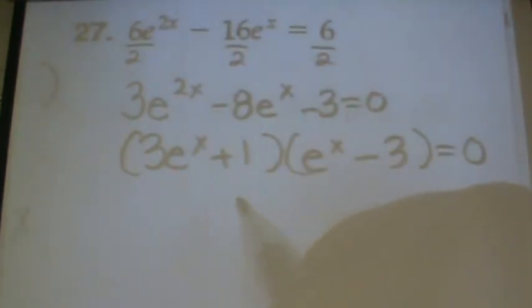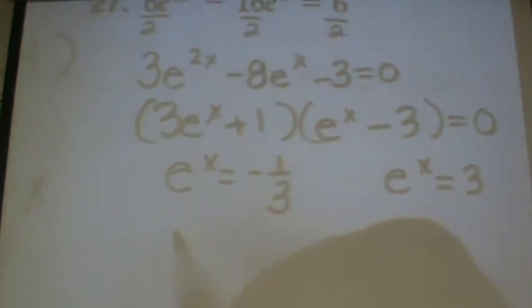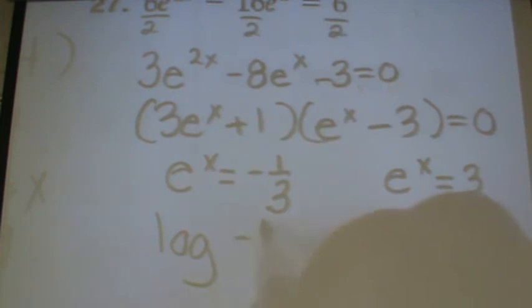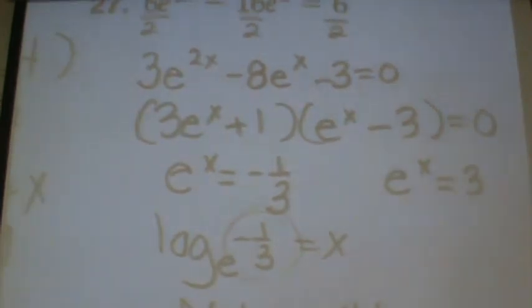Next, what do you do? Set each of these equal to 0. So e to the x is equal to what? Negative 1/3. And this one, e to the x is equal to 3. Not a real answer because it's a negative. If you write this as the log of negative 1/3 base e, you can't have a negative number in this spot. So this one is not possible or undefined, but this one, what's ln 3? 1.1.